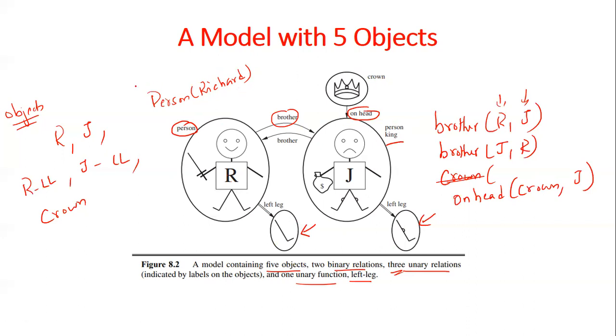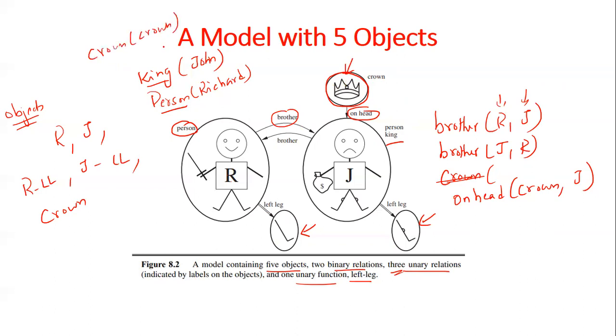But John is also a king, so king of John, right? So person is the first unary relation, king is another unary relation, and this object is a crown. This is the object, right? So this object is a crown. So actually the name also we are considering as crown. So we can write as crown of crown.